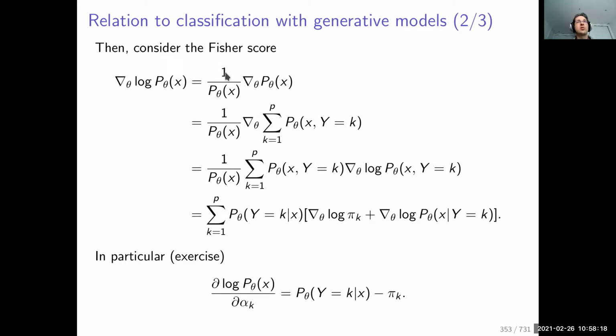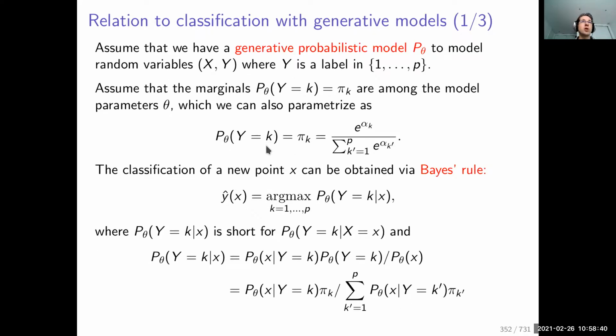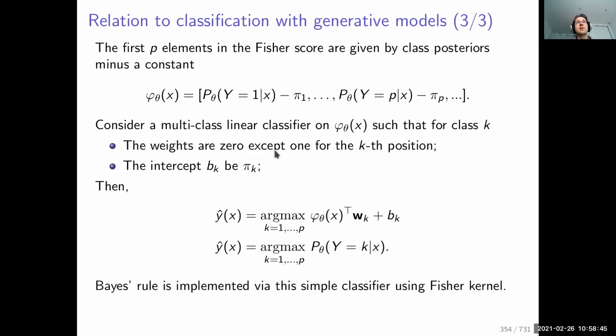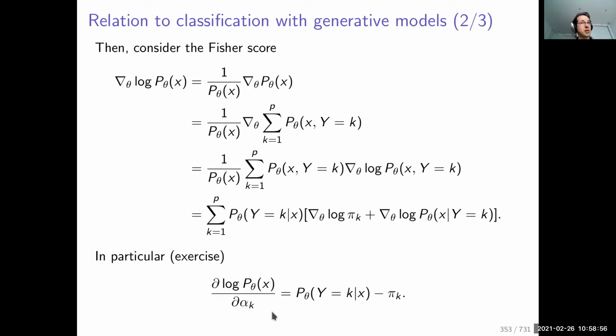What is important for us to notice is that after a few additional computations, when we look at the derivative of the log p theta of x with respect to alpha k, we get p theta of y equal k given x minus pi k. Pi k, remember, is simply the probability of y equal k. And when we look at the first p elements of the Fisher score, we assume these are the elements that carry these derivatives.